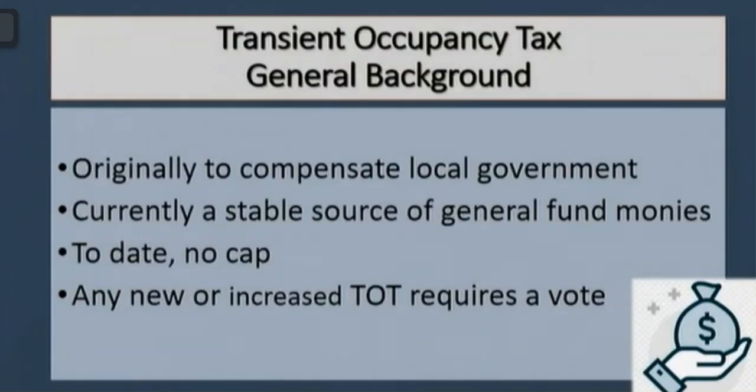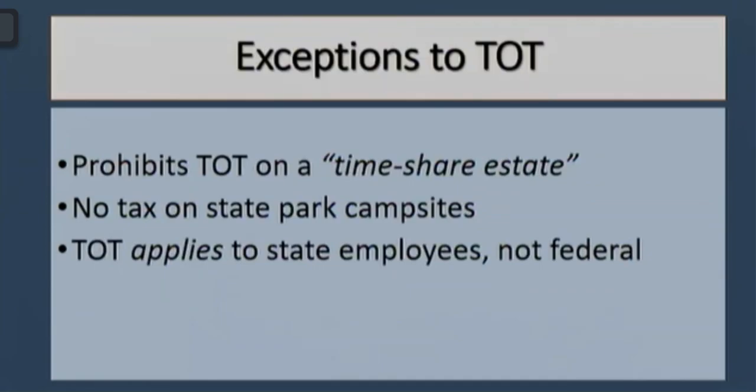So transient occupancy taxes are basically a hotel bed tax. It's a tax on the privilege of occupying temporary lodging. It is a stable source of general fund money. There is no cap. It is meant to compensate cities for the increased cost to serve tourists, but it also is a stable source of general fund revenue. There are certain things it doesn't apply to, including state employees and federal employees. I'm sorry, it applies to state employees, but not federal employees on business.